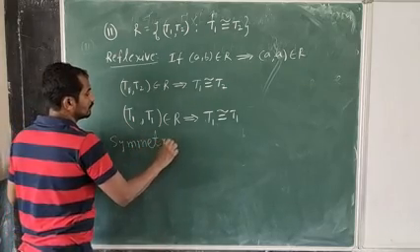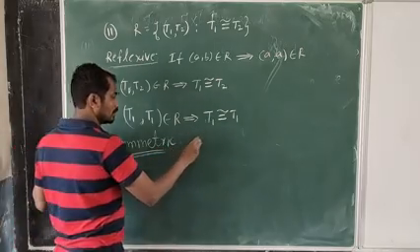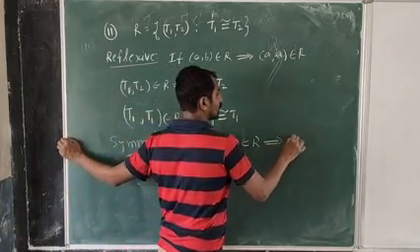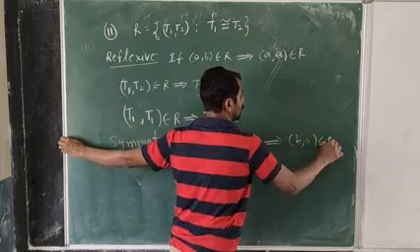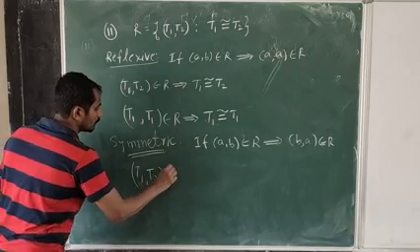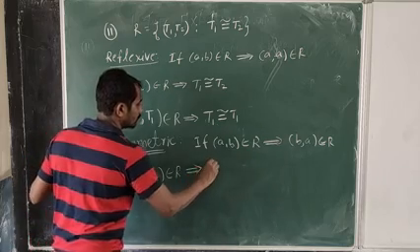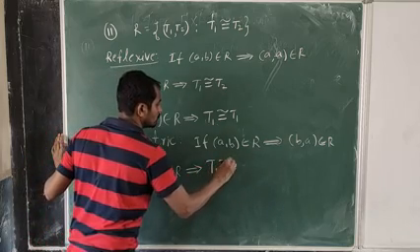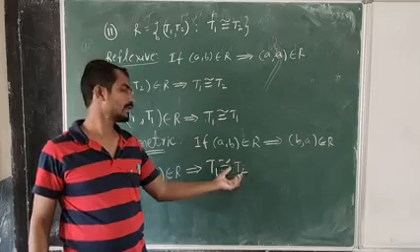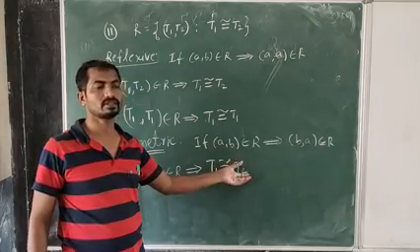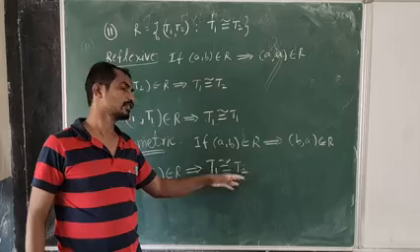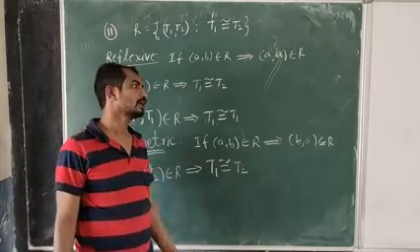Symmetric means if (A, B) belongs to R, then we have to show (B, A) belongs to R. Here we take (T1, T2) belongs to R. Then the condition will be that T1 is congruent to T2. Clear? That means the first triangle is congruent to the second triangle. Now reverse means the second triangle T2 is congruent to T1. Right?